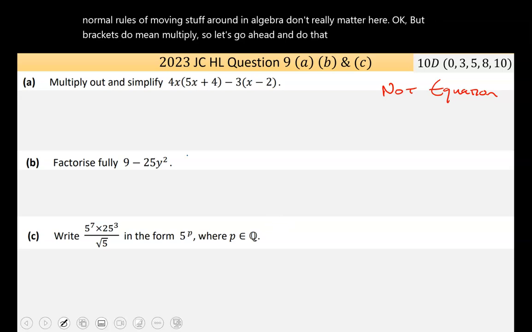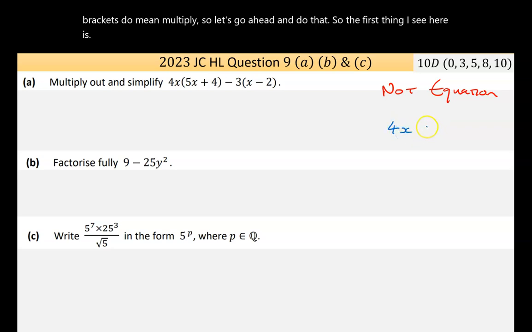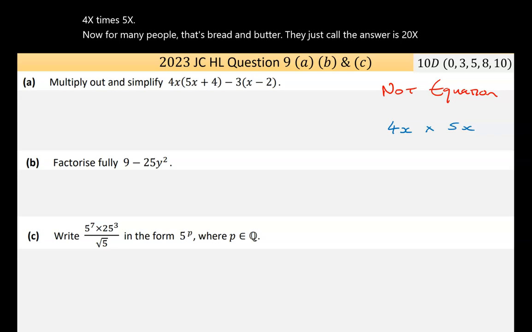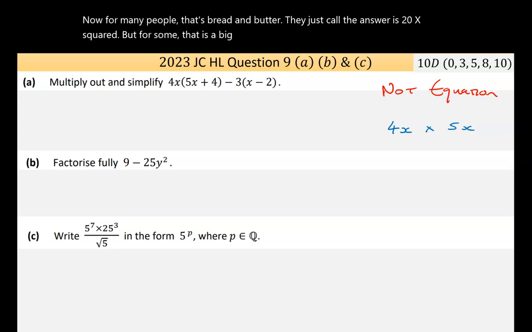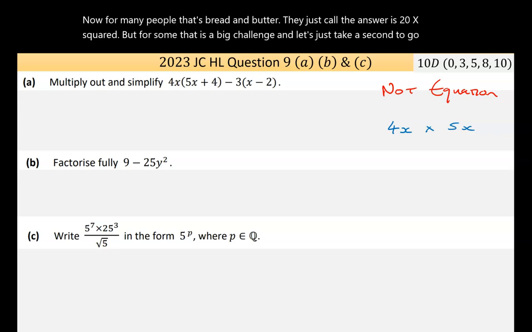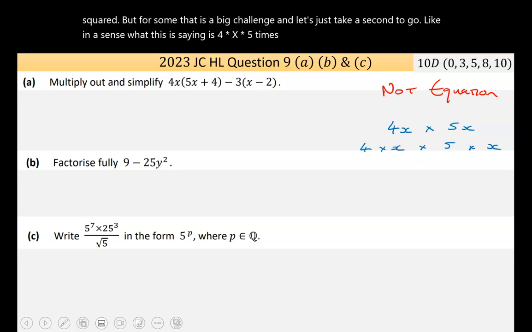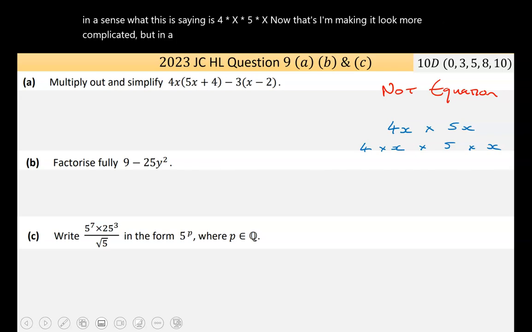So the first thing I see here is 4x times 5x. Now, for many people, that's bread and butter. They just go, the answer is 20x squared. But for some, that is a big challenge. And let's just take a second to go, in a sense, what this is saying is 4 times x times 5 times x. Now, I'm making it look more complicated, but in a way, I'm better off multiplying like terms.